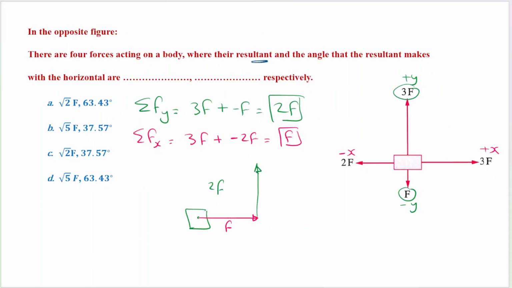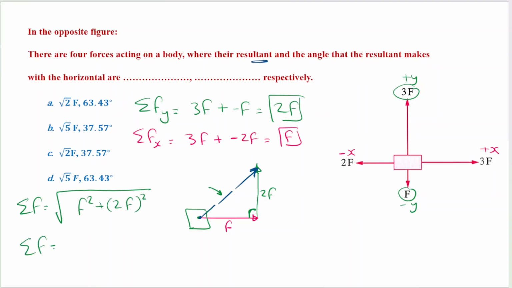To add these vectors, we have here the tail, and here we have the head. If you join this tail to head, this is the resultant. This is their summation. So now we have a right angle triangle. To find their summation, we find the length of the hypotenuse. So the resultant force is the square root of F squared plus 2F squared. You are not required to do this one. So it will be root 5 F.